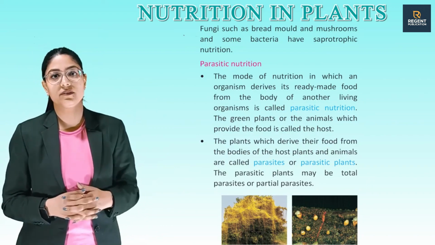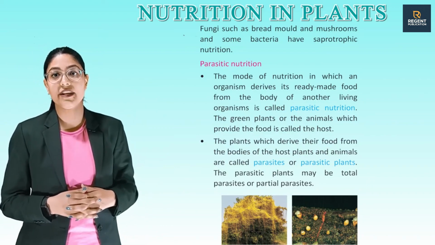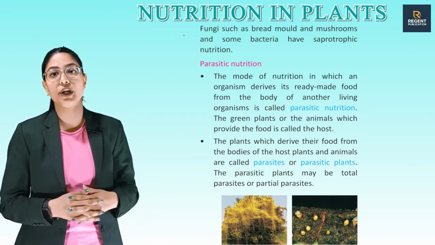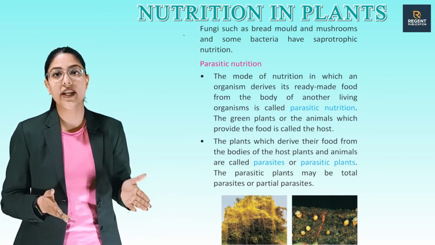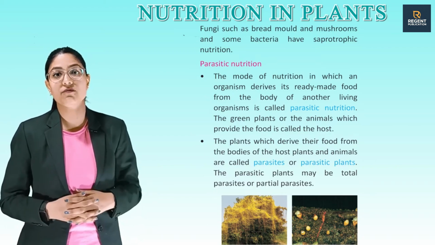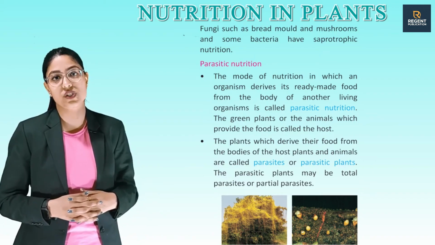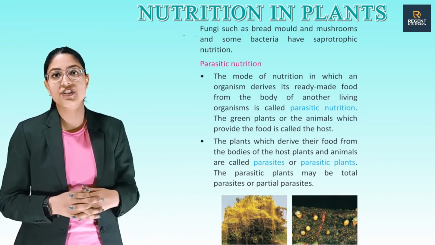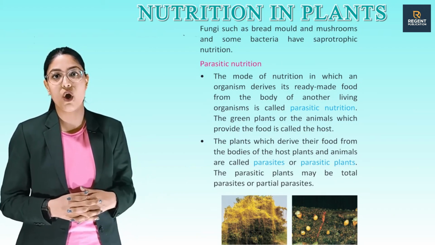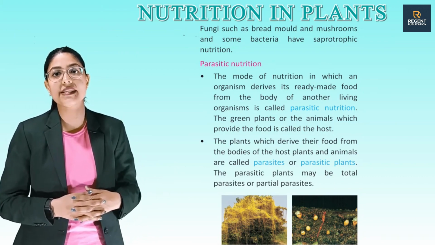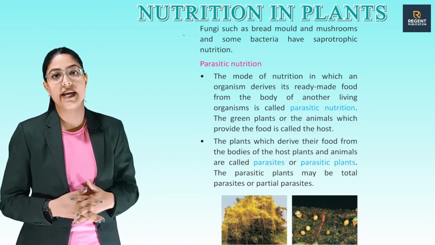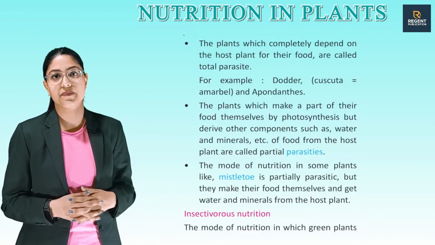Parasitic nutrition. The mode of nutrition in which an organism derives its ready-made food from the body of other living organisms is called parasitic nutrition. The green plants or the animals which provide the food are called the host. The plants which derive their food from the bodies of the host plants and animals are called parasites or parasitic plants. These parasitic plants may be total parasites or partial parasites.